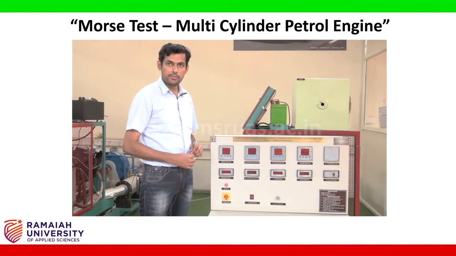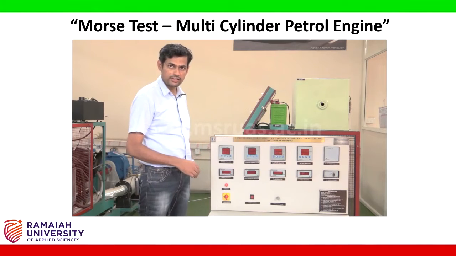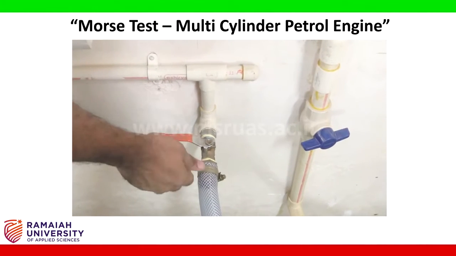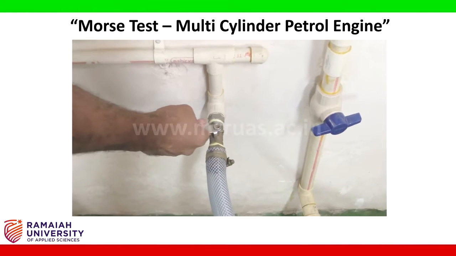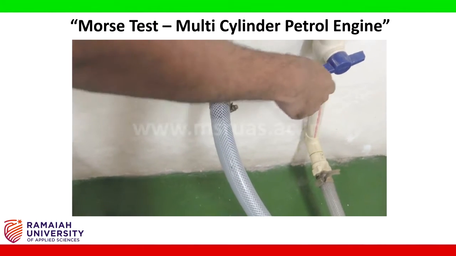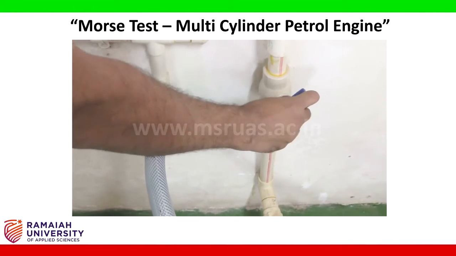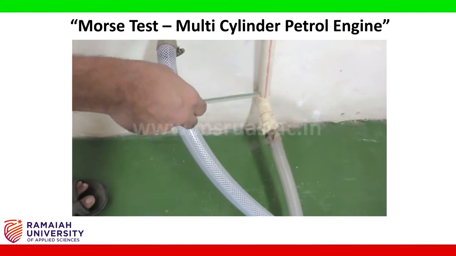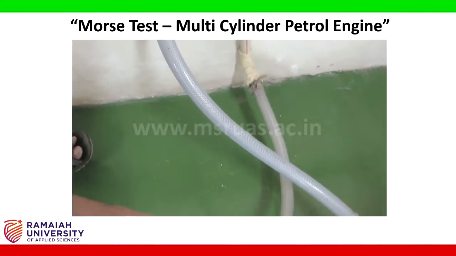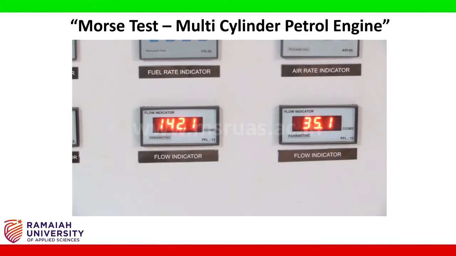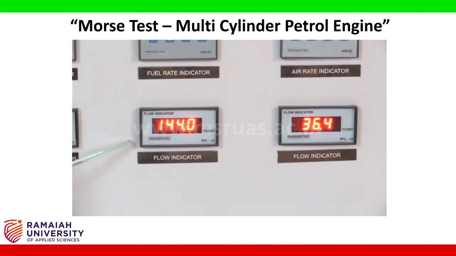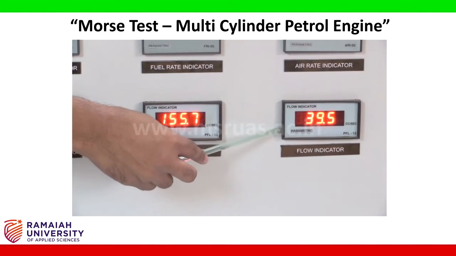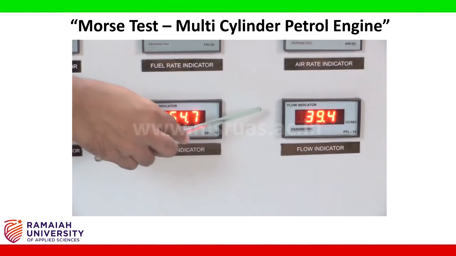To conduct the experiment, you have to follow the procedure in this way. First, switch on the display unit. Supply to the eddy current dynamometer has to be switched on here. Then water supply to the engine has to be turned on here. The water is flowing in the channels here. Now the flow rate to the engine has to be set to around 160 cc per second, and to the calorimeter around 40 cc per second.